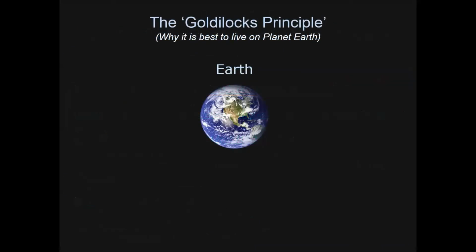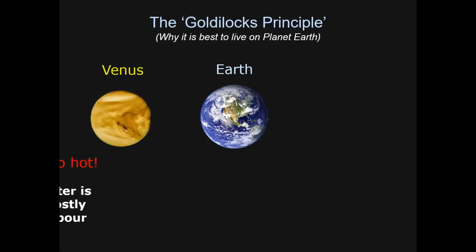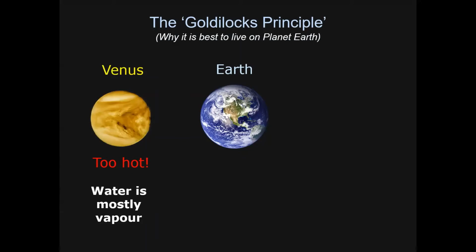So here we are. There's planet Earth, and you may have heard of this thing called the Goldilocks principle. And remember the story of Goldilocks. Goldilocks is tasting some porridge, and it turns out that one bowl of porridge is too hot. And if you think about this with Earth or Venus, Venus is too hot.